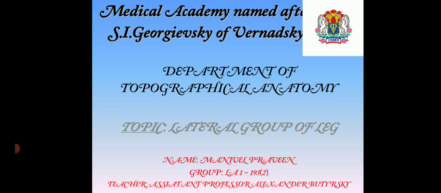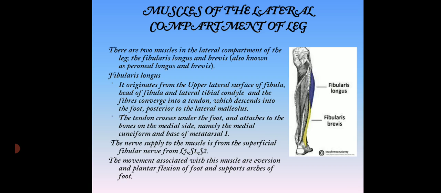Today I am going to present the topic of the lateral group of the leg, guided by Assistant Professor Alexander Dutrisky. First, the muscles of the lateral compartment of the leg. There are two major muscles in the lateral compartment of the leg. The first one is the fibularis longus and the second one is the fibularis brevis. These are also known as peroneal longus and peroneal brevis.